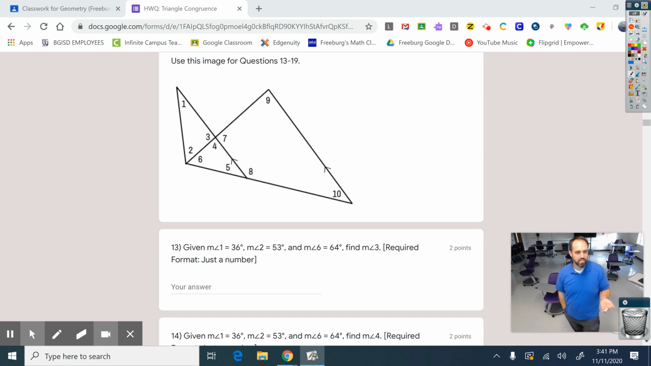All right, first element that you need to do is plug in all of your given stuff, right? We've got measure of angle 1 is 36, so I know this is 36 degrees. Measure of angle 2 is 53 degrees, so this is 53 degrees. And measure of angle 6 is 64 degrees. And then we're basically going to have to go find all the other angles here.